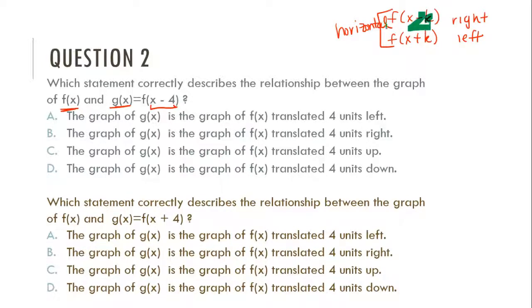That minus x is going to match up with this minus 4, and that tells me that I'm moving right. How many units? Oh, look, 4 units. So 4 units right, or B, would be my answer.